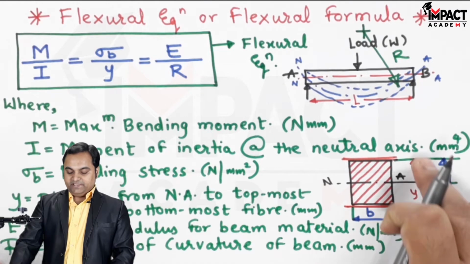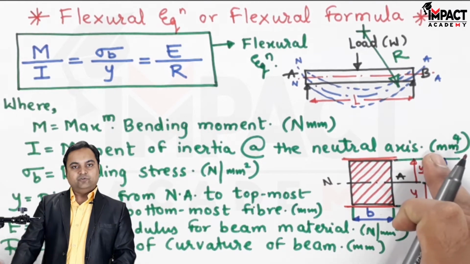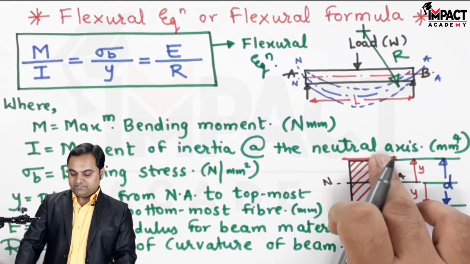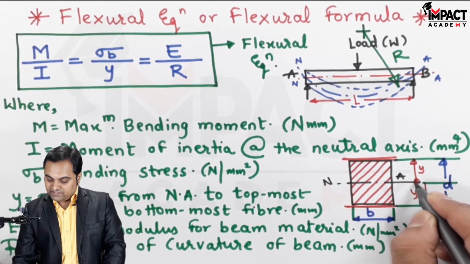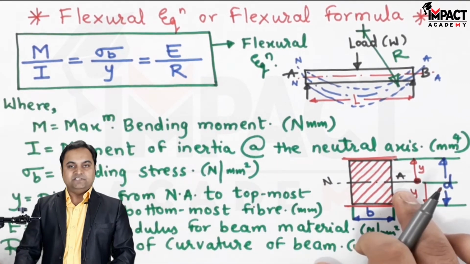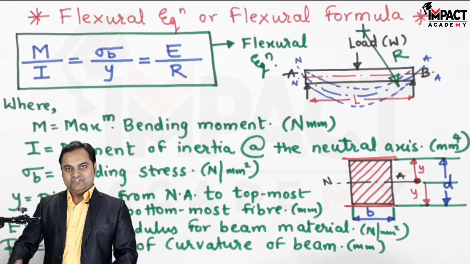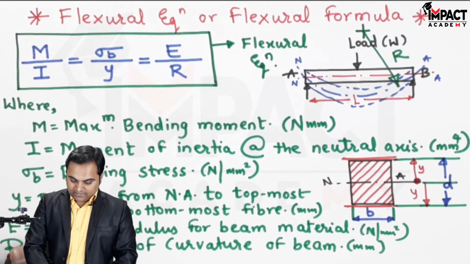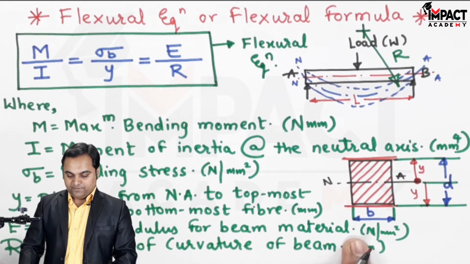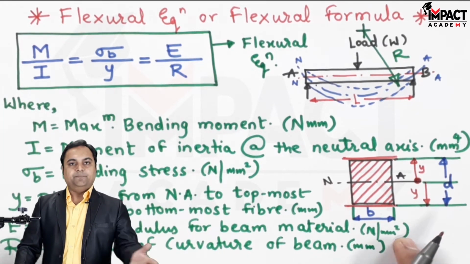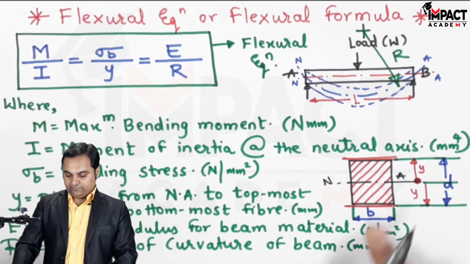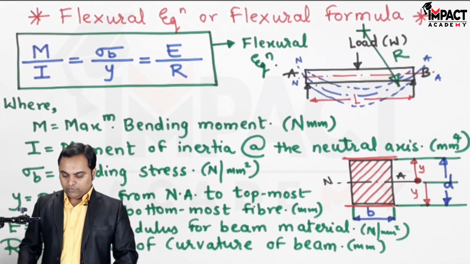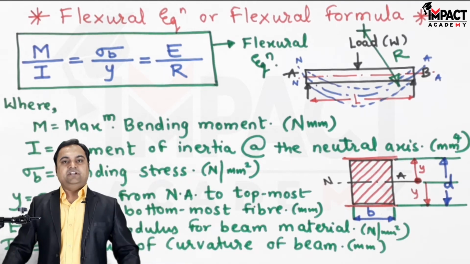Then if we are taking again the maximum distance of y, it would give us the maximum bending stress at the top and at the bottom. And as we see here, at the center the value of y is 0, so at the center the bending stress would be 0. Then capital E is the Young's modulus for the beam material, which can depend upon the type of material we are selecting, and R is the radius of curvature of the beam, as we can see over here. So in short, this was the flexural equation.